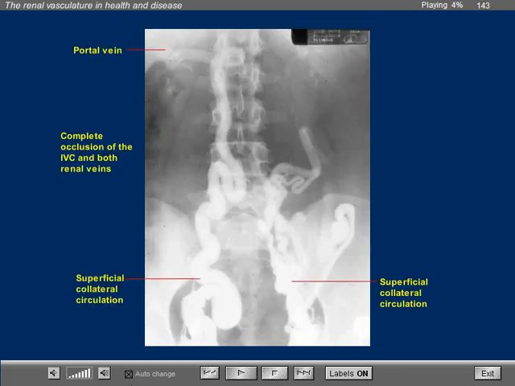An attempt to visualize the inferior vena cava upon injecting the right femoral vein showed extensive superficial and deep collateral circulation. The inferior vena cava was never opacified. We can also see opacification of the portal vein. This patient was a drug addict, and he ran out of veins in the upper extremities, was injecting himself in the lower extremities, and this led to thrombophlebitis. The phlebitis progressed into the iliac veins, and from there into the inferior vena cava. We saw at post-mortem complete occlusion of the inferior vena cava and of both renal veins.